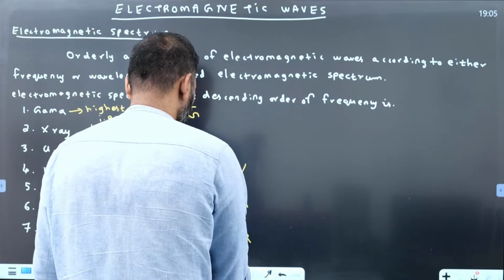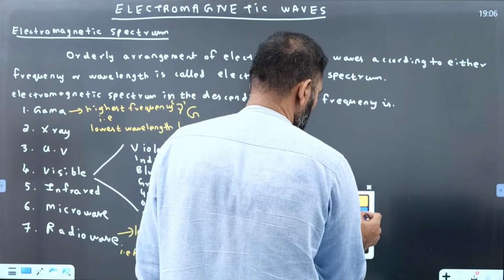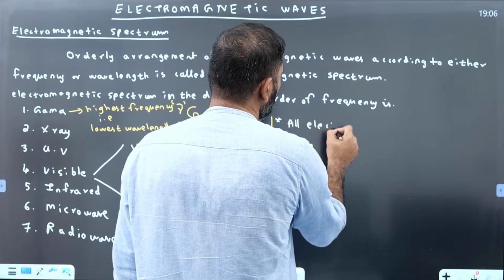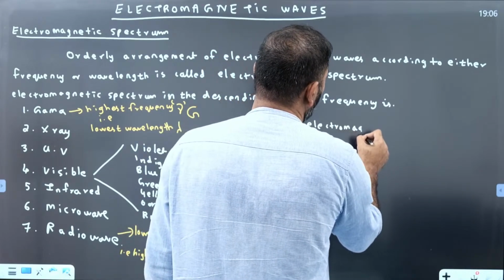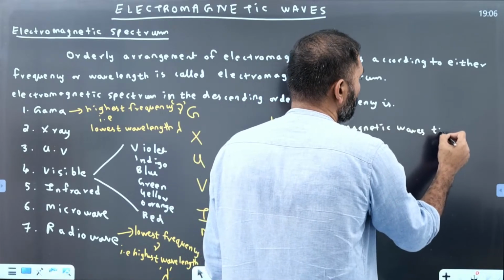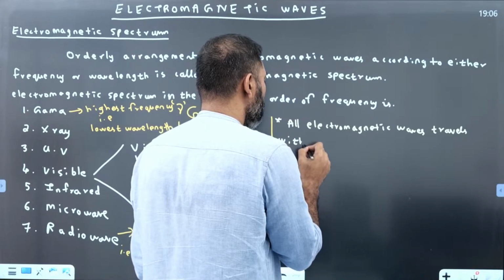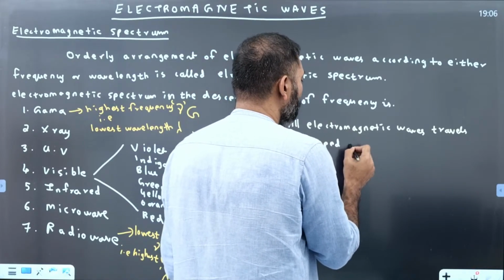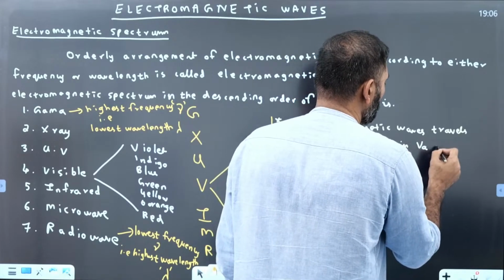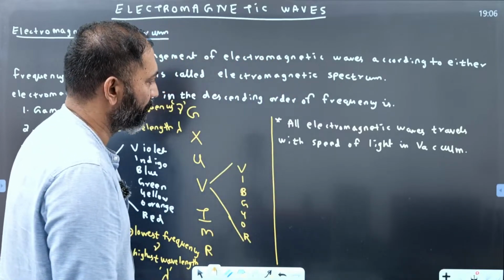Now remember, all electromagnetic waves travel with the speed of light in vacuum.